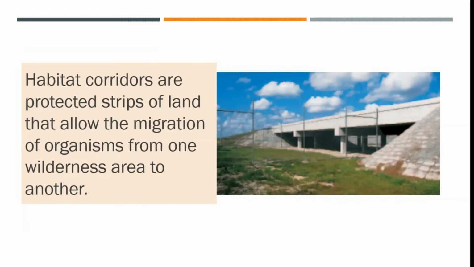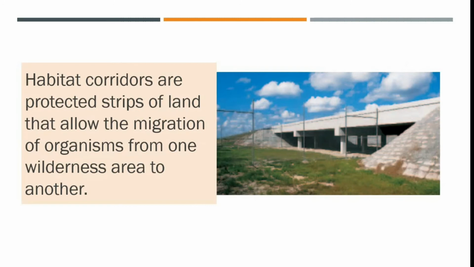Habitat corridors. Corridors, such as the one you can see in the photograph, are being built in Florida to protect the Florida panther. The panther can move from one habitat to another by crossing under a highway. Construction of these habitat corridors has resulted in a decrease of panthers being struck by cars.